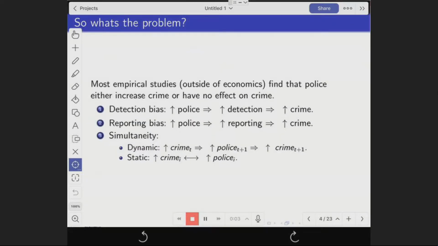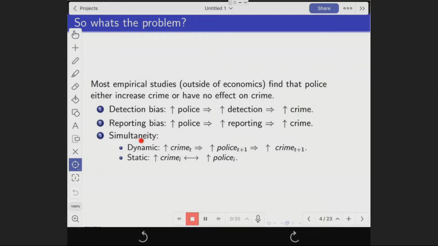What's the problem? There are 3 problems. The first is detection bias. So what's the idea here? You increase the size of the police force. They're able to go out and detect more offences. So it looks like there's more crime, when in actual fact the level of crime hasn't changed. Second problem is reporting bias. It's a very similar idea. The number of police goes up. People then report more crime. So it looks like the amount of crime has actually gone up when really it hasn't changed.